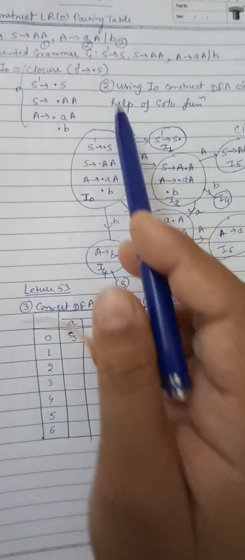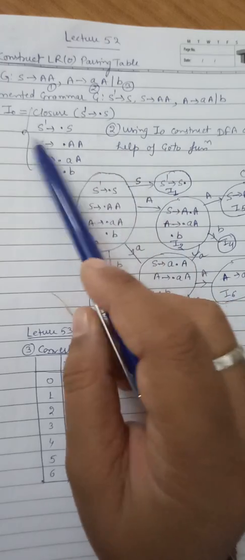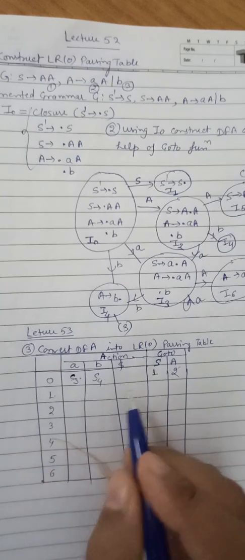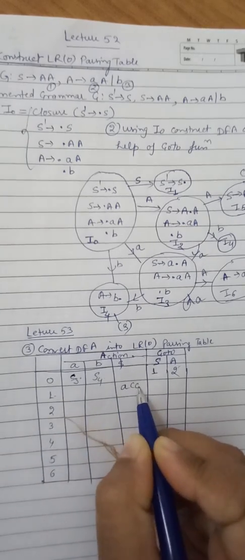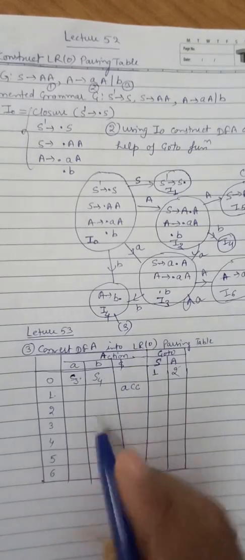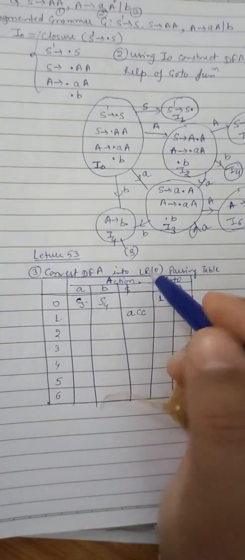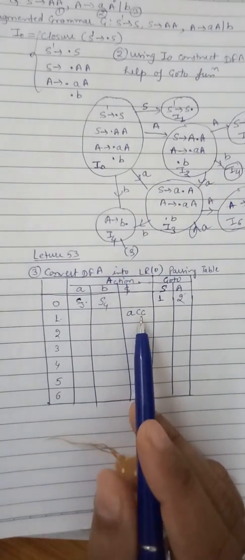Now at I1, S is completed, because we have the augmented grammar, and after that it is completed at I1, so it is accepted. What will we write? We will write accept. It means we reached the final destination, that is dollar: when we reach a particular string at the dollar symbol, it means the string is accepted. So at 1 we write accept.